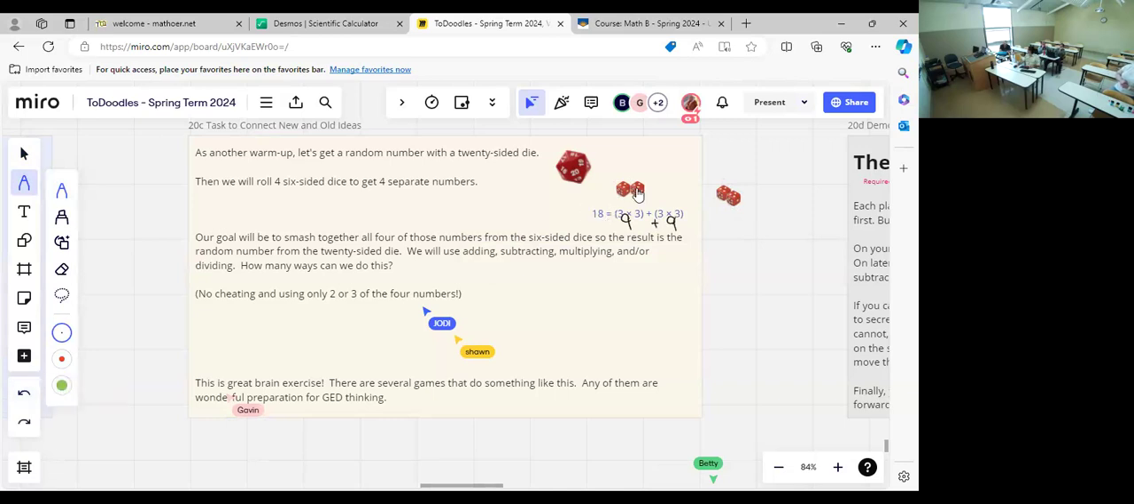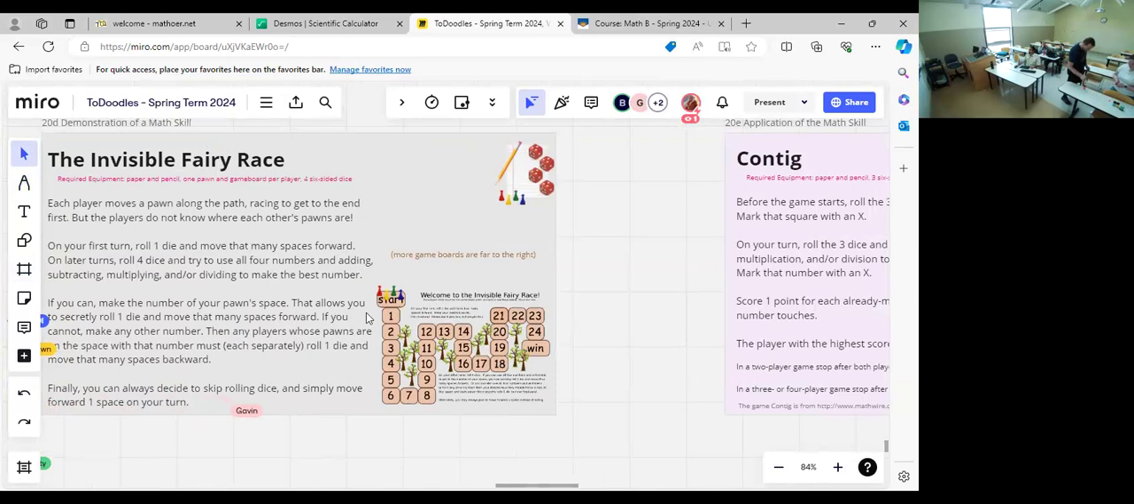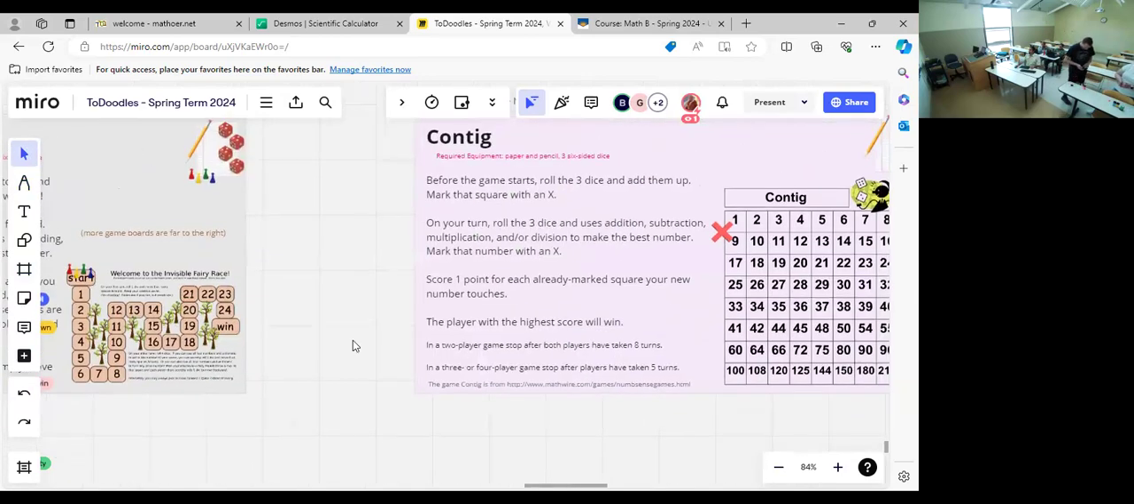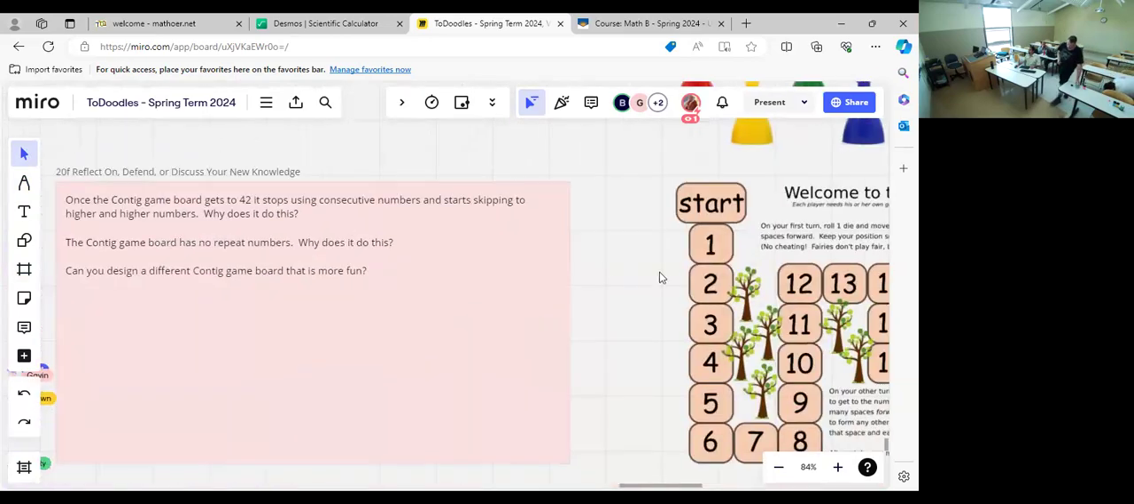Can I have a couple of dice just to look at? Sure, you can go get some dice. So that's kind of the thing we're doing. I thought there was a warm-up when we were practicing this, but I guess not.